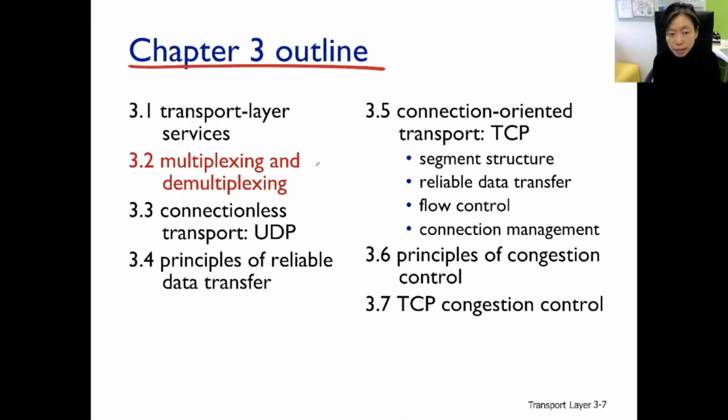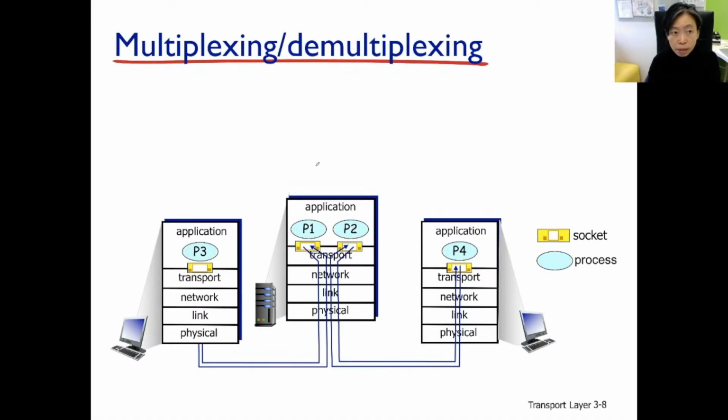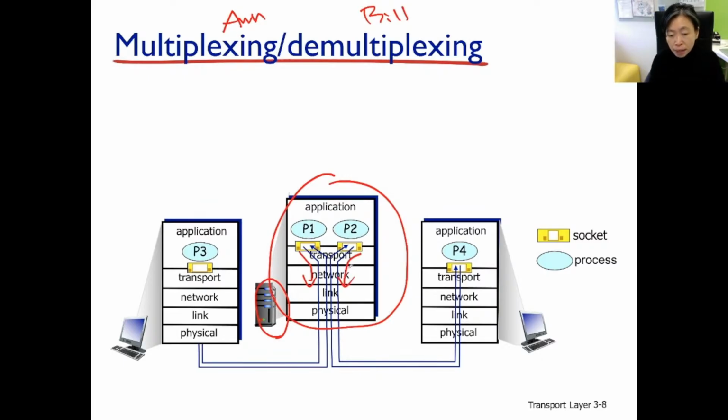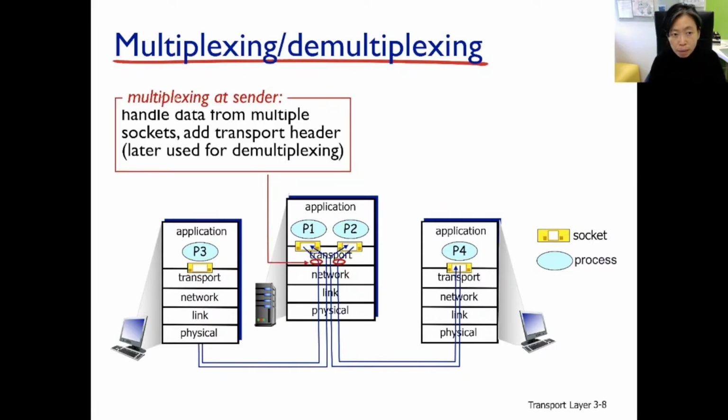3.6 Multiplexing and demultiplexing. If you still recall the Ann and Bill example, Ann's kids sending to Bill's kids, Ann is the multiplexer and Bill is the demultiplexer. If we focus on this example below, the guy in the middle is a big server machine. There are multiple processes running. You see here, P1 is sending a message out. P2 is also sending a message out. The transport layer at the server is doing this multiplexing.